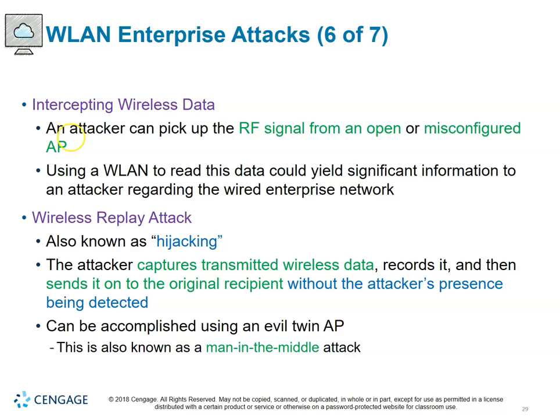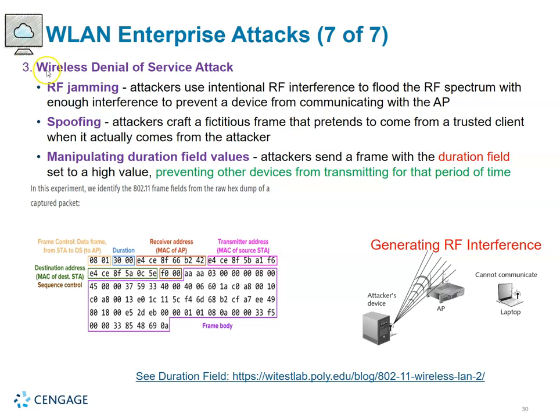a network. Wireless replay attack. This is also known as hijacking. The attacker captures transmitted wireless data, records it, and then sends it to a recipient without their knowledge. So this could be done with an evil twin AP, and wireless replay attack is just synonymous with the term man-in-the-middle attack. We also have wireless denial of service attack, was discussed in this section.